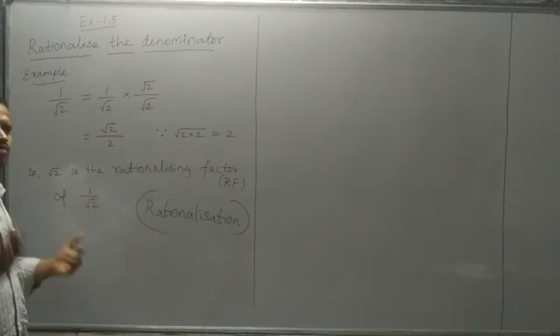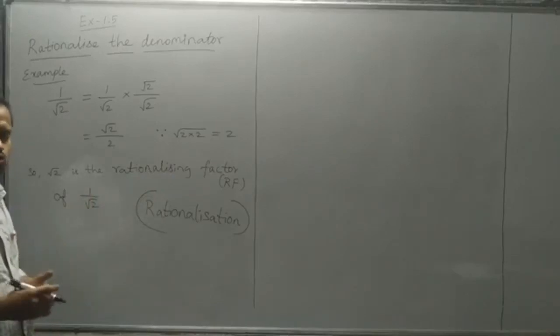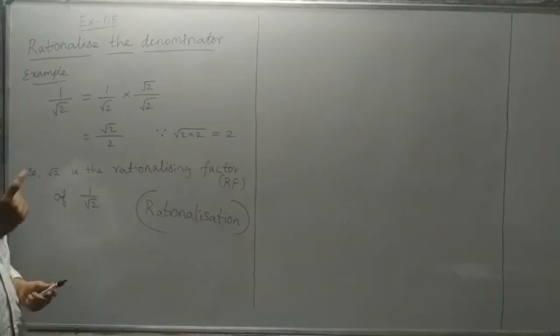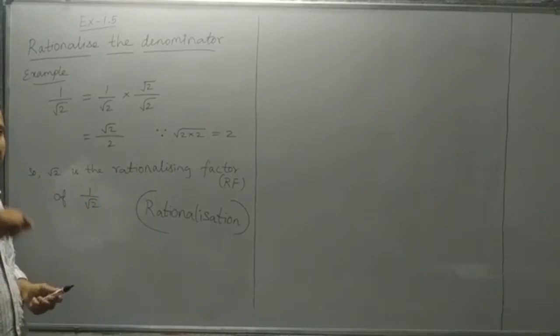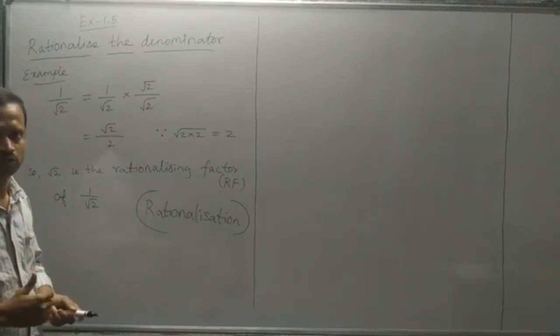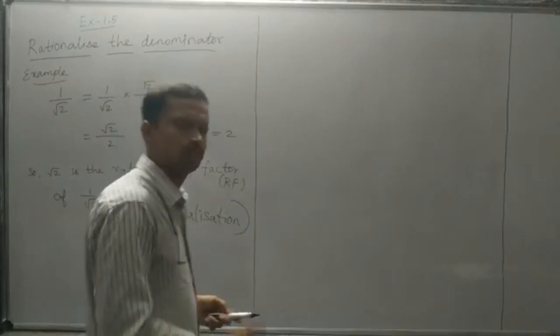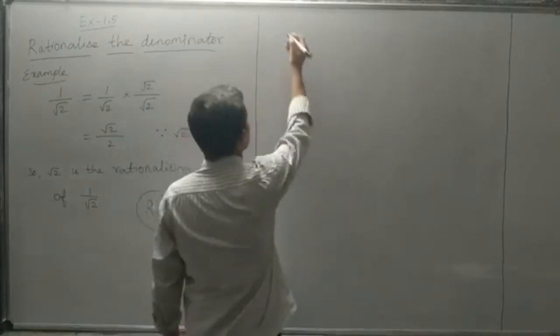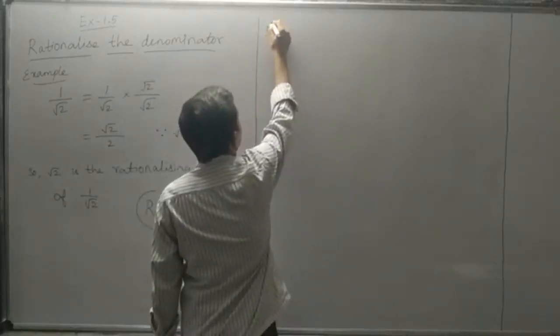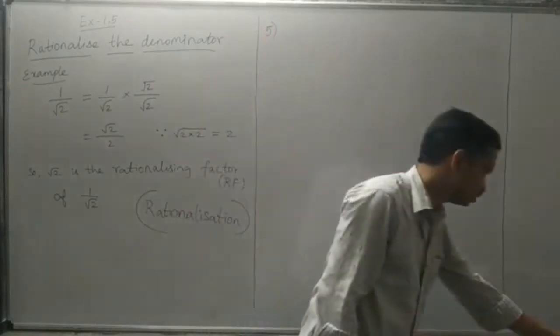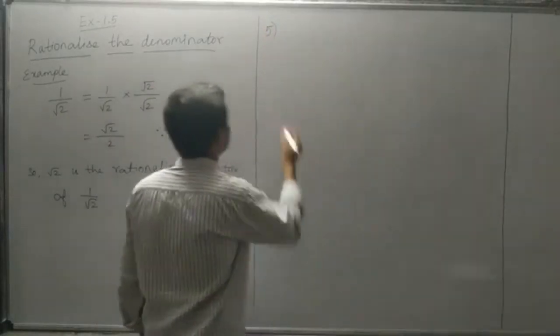So like that, for different problems, we have to multiply on both numerator and denominator by the corresponding rationalizing factor. Clear? And we will see the exercise 1.5, fifth sum. Let us continue. Fifth sum. Option 1, 1 by root 7.